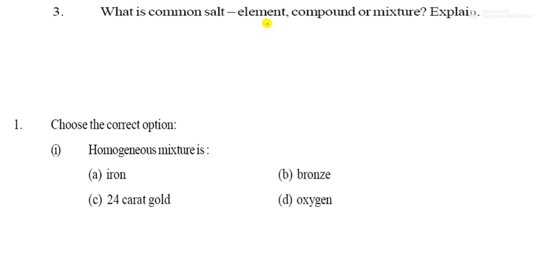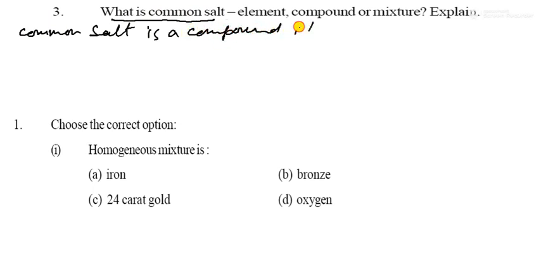What is common salt: an element, compound or mixture? Common salt is a compound. You can write here: common salt is a compound. And the formula of common salt is NaCl. When sodium ions and chloride ions combine together, they form sodium chloride.